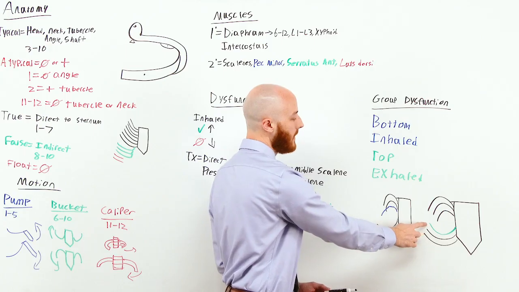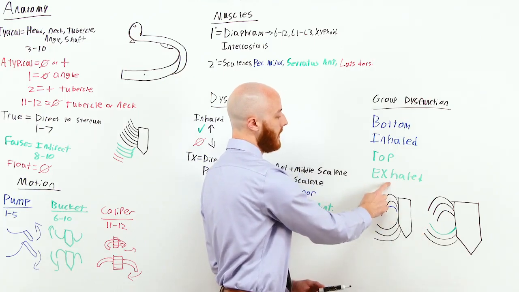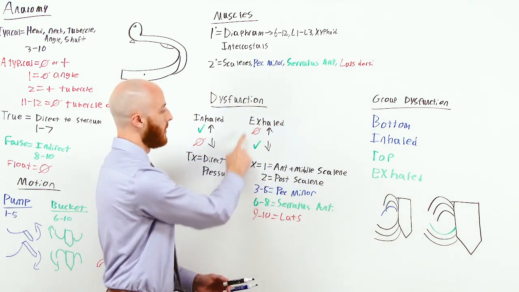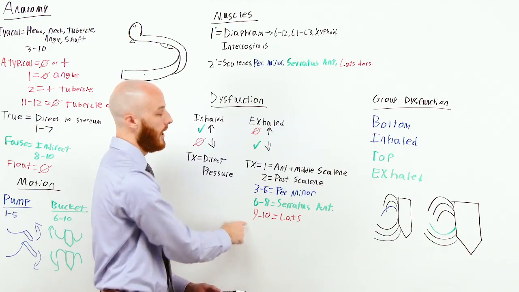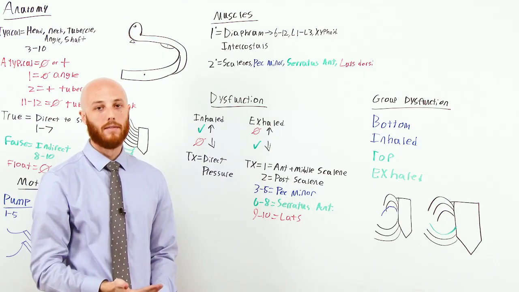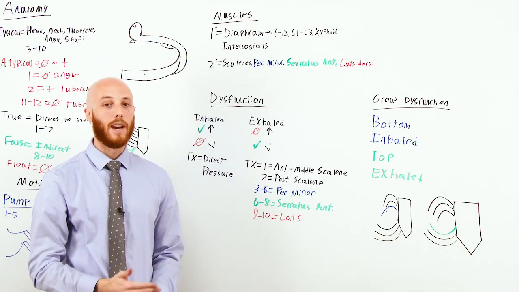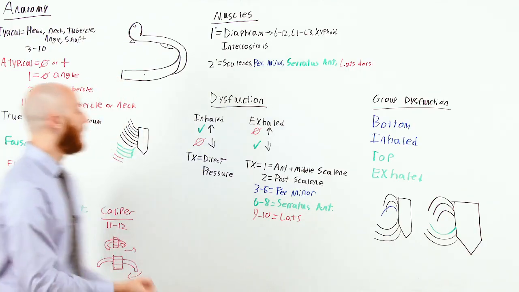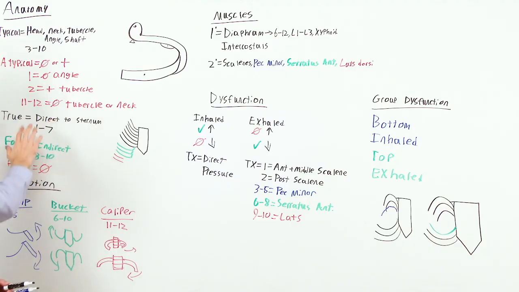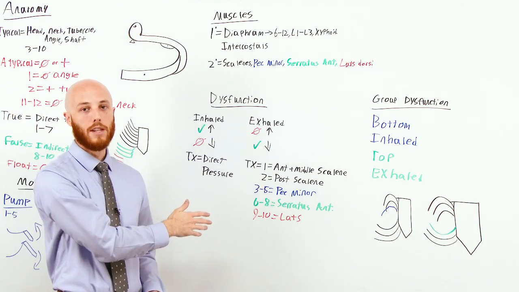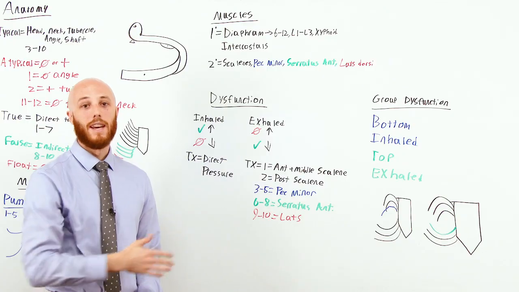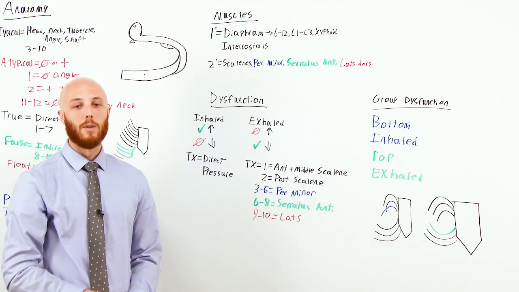And how are you going to treat this key rib? Well, it's an exhalation dysfunction. You go back to our exhalation treatments, figure out which rib it is, and then you're going to use that for muscle energy. So in this lecture, we went over everything that you need to know about ribs. We talked about the anatomy and how you can divide the ribs into different groups, the typical motions, including pump, bucket, and caliper, the primary and secondary muscles of respiration, how you name a dysfunction, and group dysfunctions. And that's OMM for ribs.